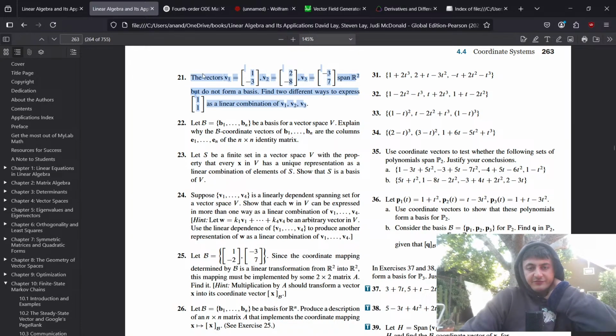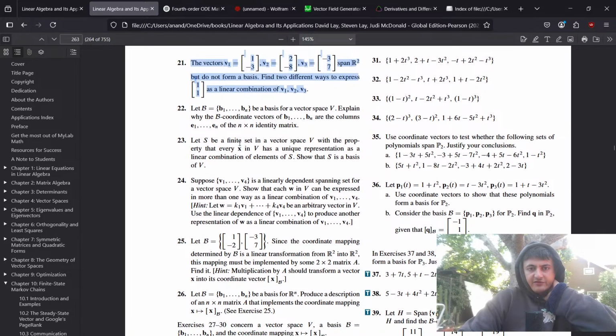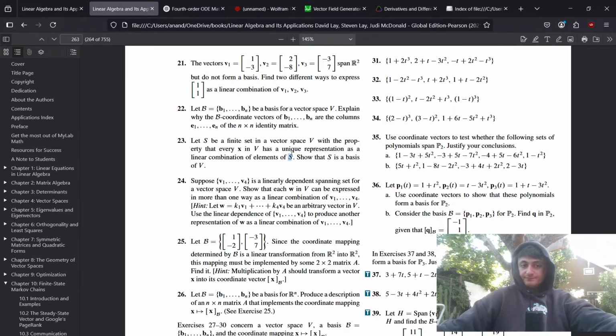Okay, let S be a finite set in a vector space V with the property that every x in V has a unique representation as a linear combination of the elements of S. Show that S is a basis. Okay. 23 seems good. How do you do it?